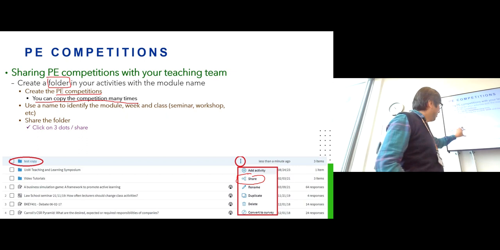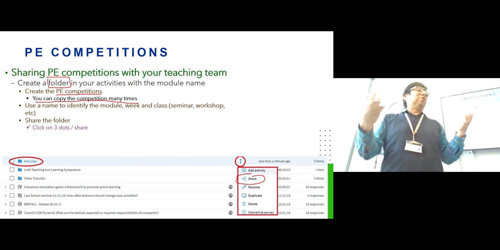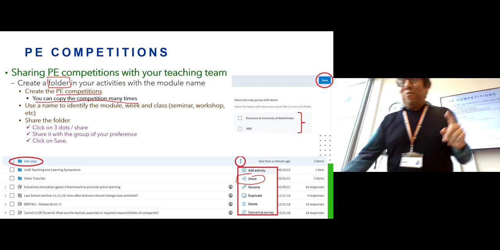All of these automatically have to be shared because they were in that folder. Yeah. And that's why I think I prefer to share folders rather than activities. When you click share, I was asking the Bravo support team, I saw these two groups.